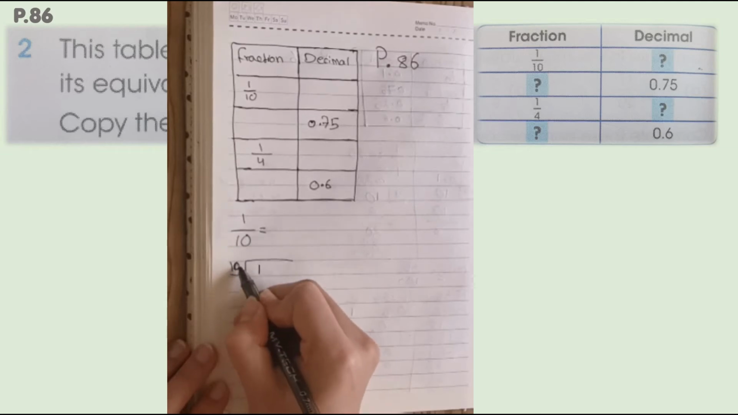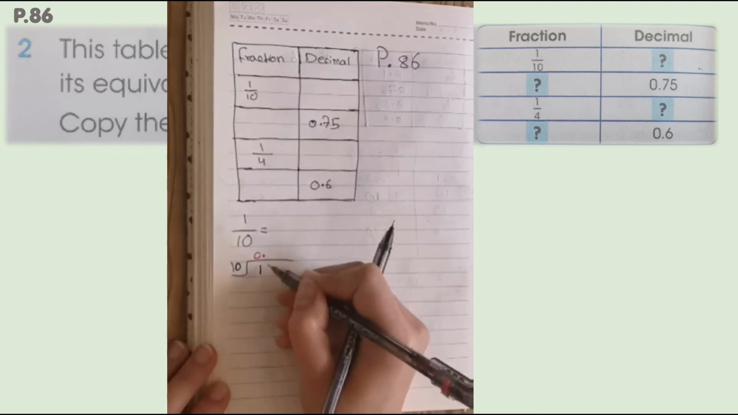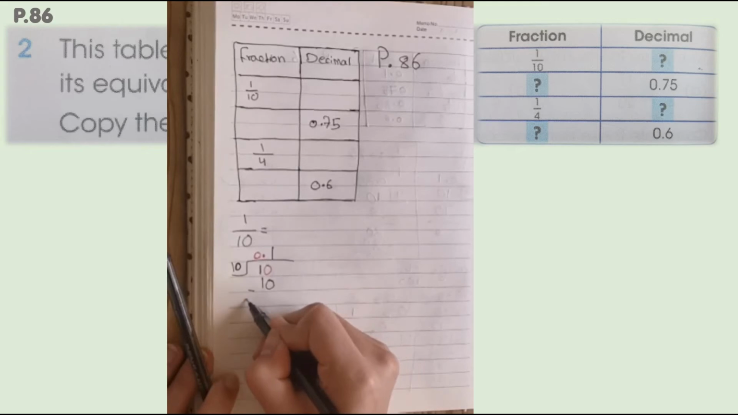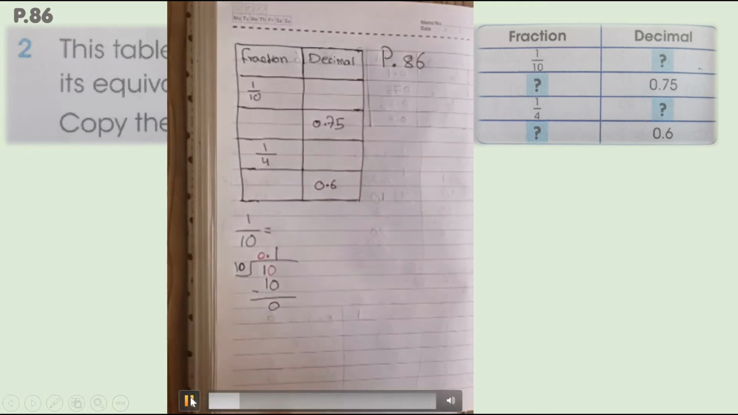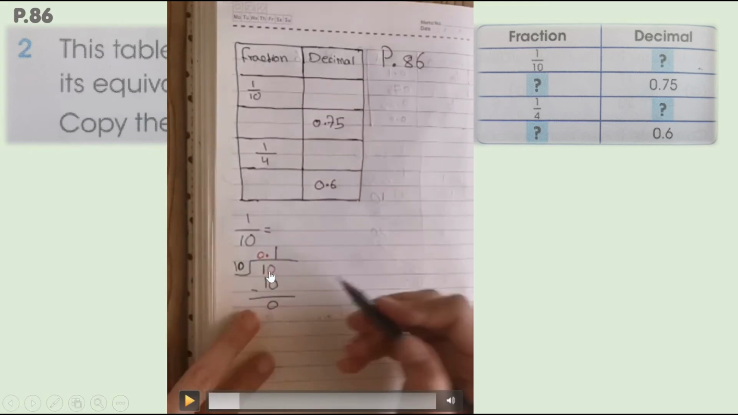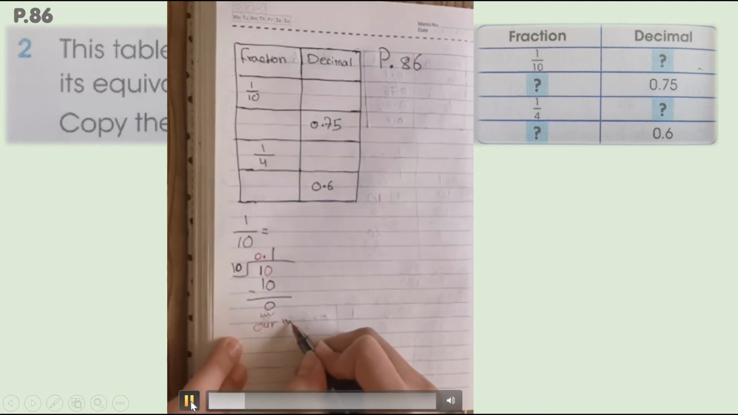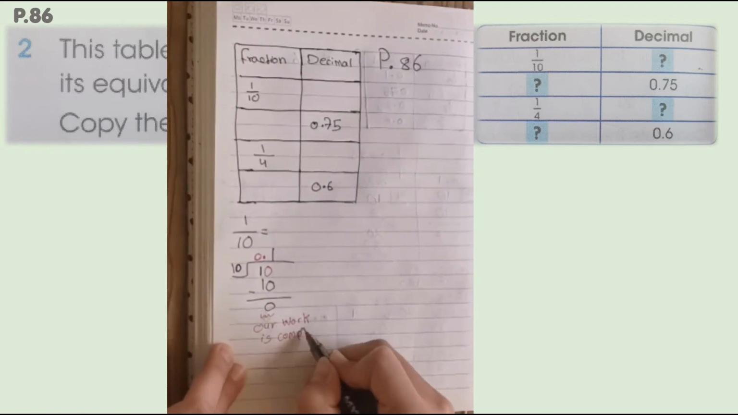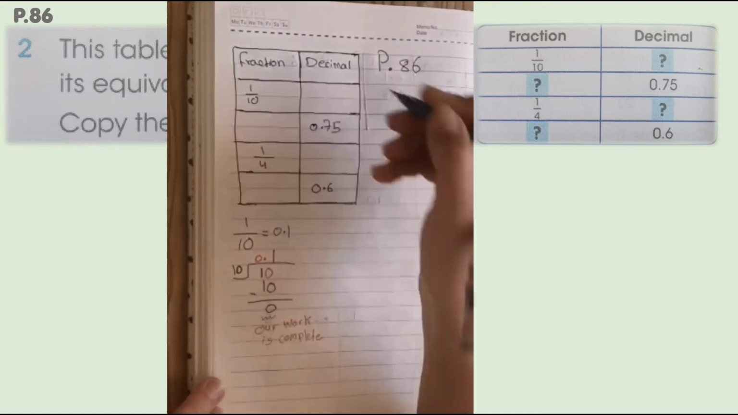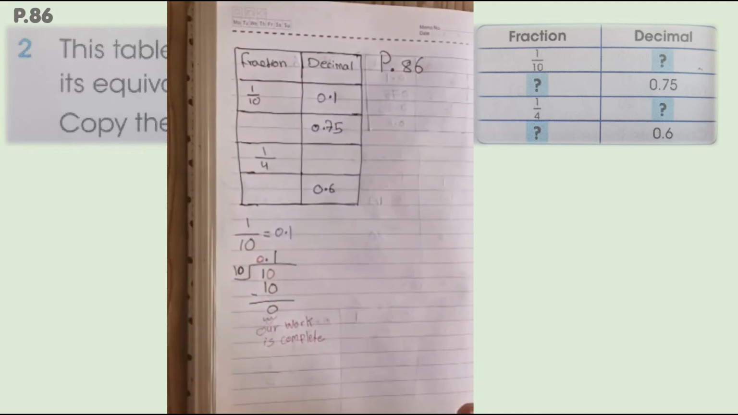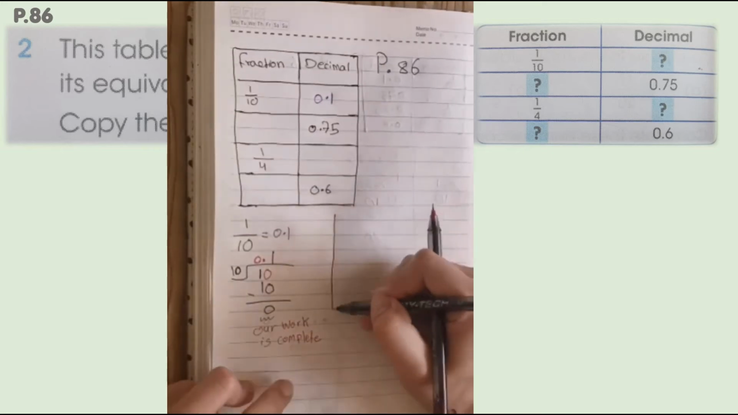We divide 1 by 10. 1 is smaller, so we put 0 and the decimal point, then we add a 0. We have 10 right here. What number, if we multiply it with 10, we get 10? 1. 1 times 10 is 10. So 10 minus 10 is 0. Our work is complete. 1 out of 10 equals 0.1. So the decimal equivalent for 1 out of 10 is 0.1.